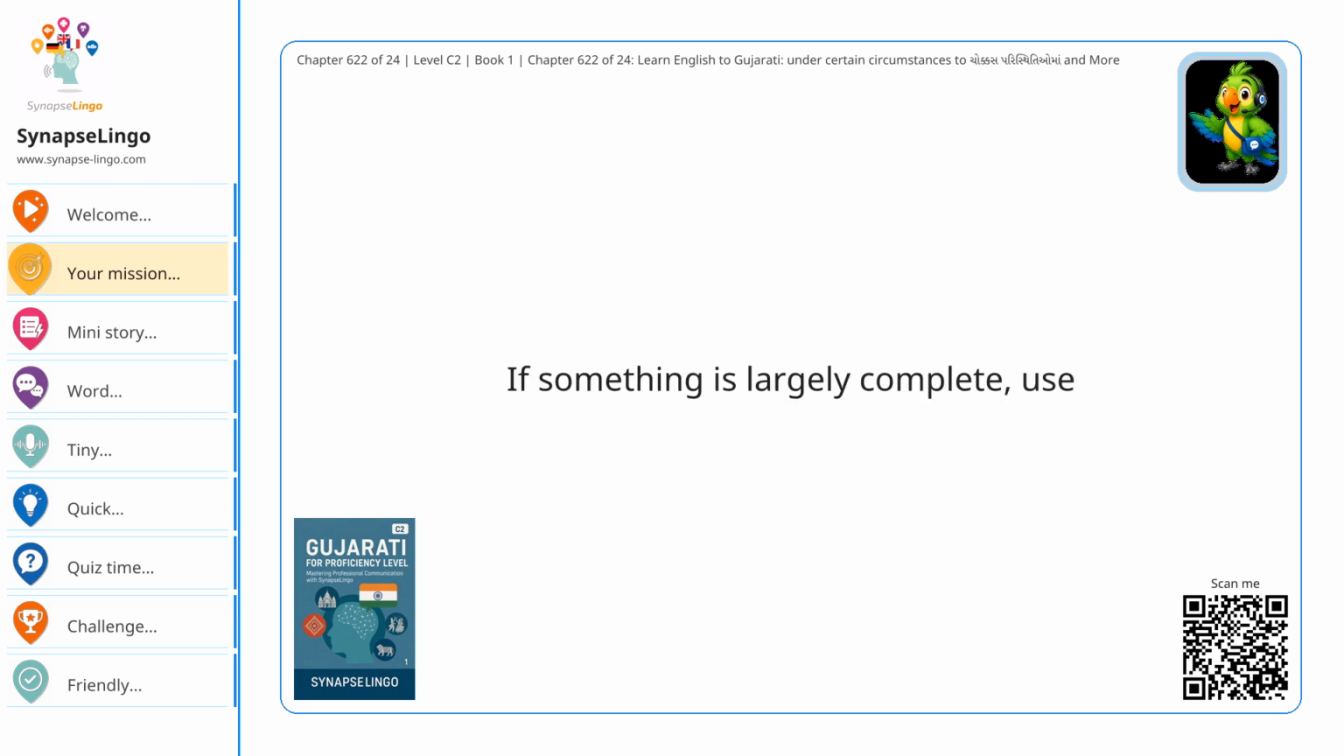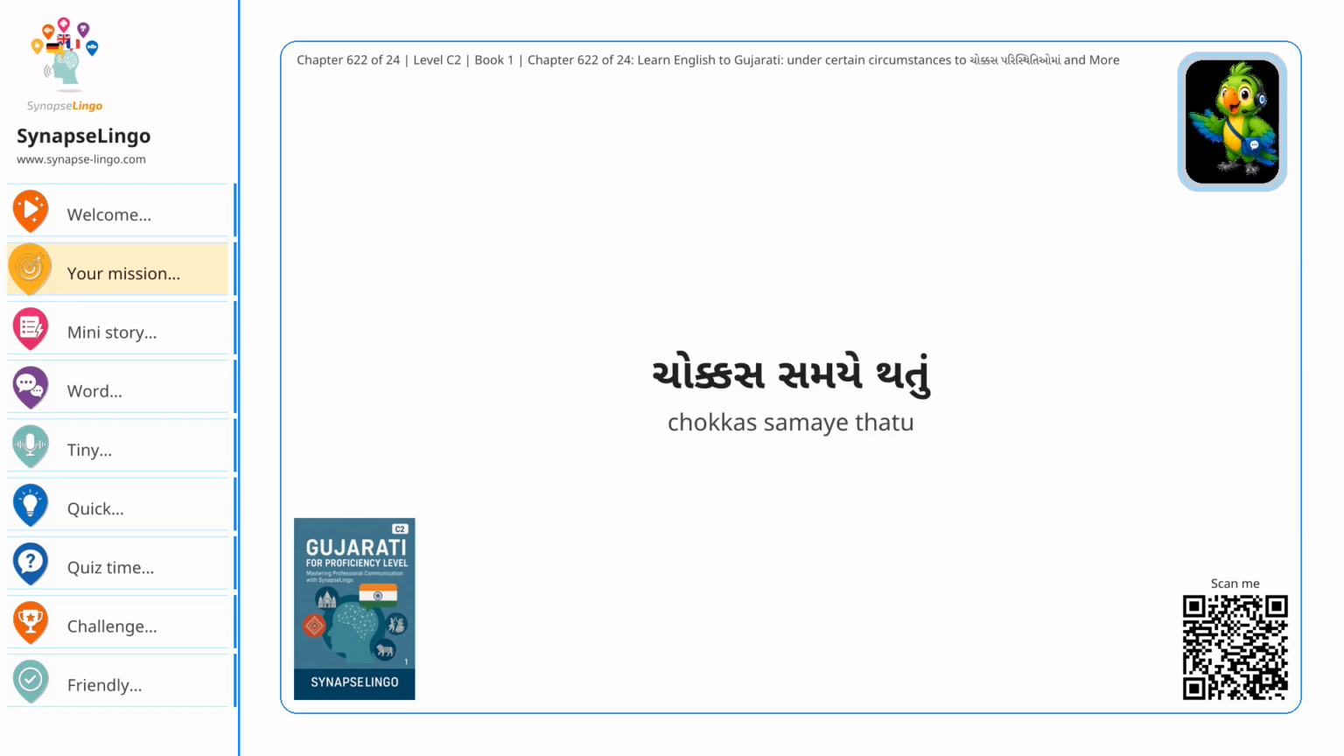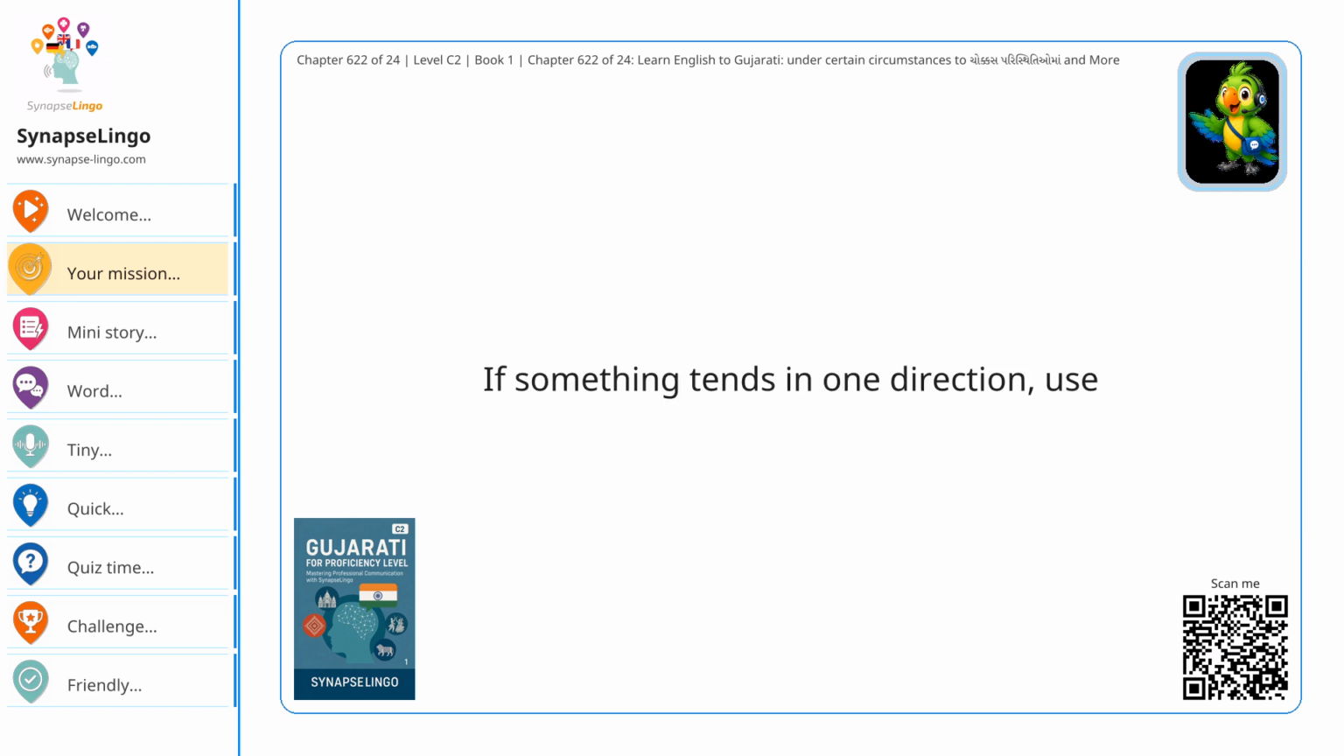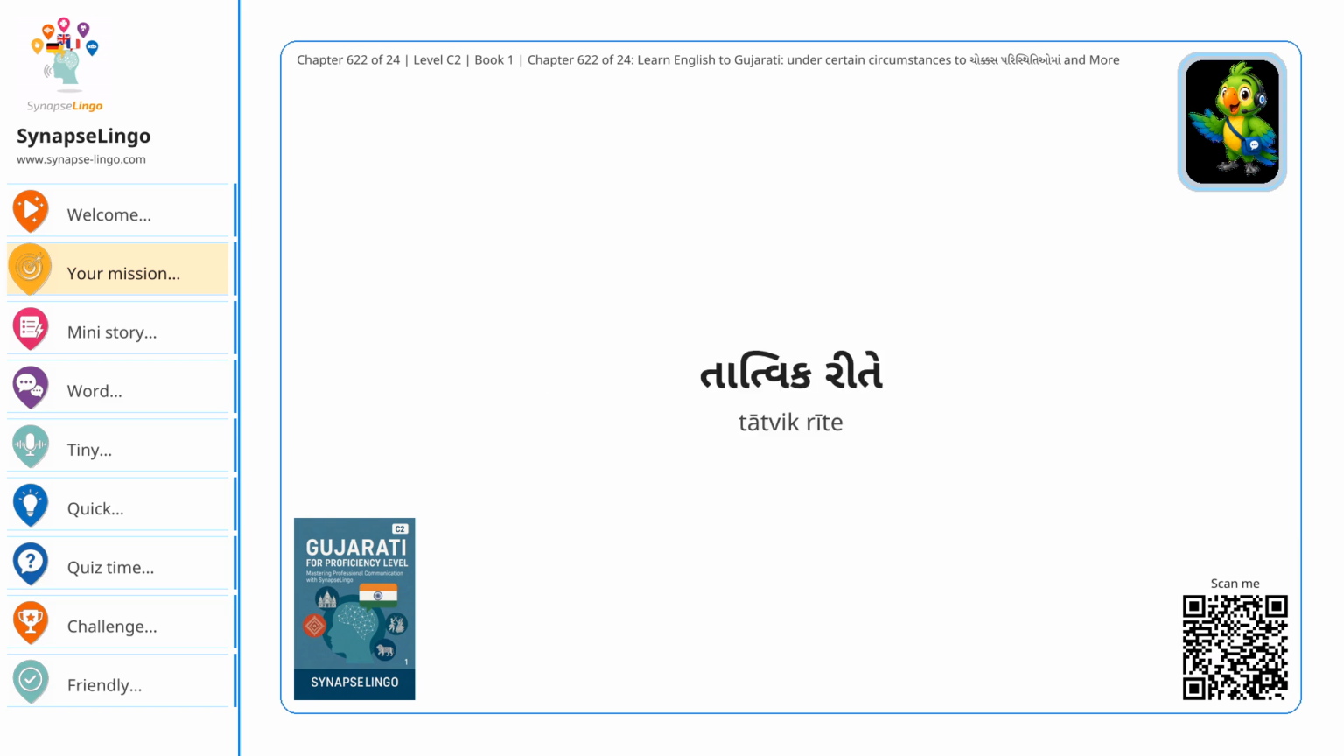If something is largely complete, use મોટા ભાગે. Example. The project is મોટા ભાગે done. If something is mostly true, use મોટા ભાગે. Example. I મોટા ભાગે drink water. If it is not complete, only partial, use આંશિક. If something comes piece by piece, use ભાગોમાં. If an effect is selective, focused in just one spot, use ચોક્કસ સમયે થતું. If something tends in one direction, use તાત્વિક રીતે.